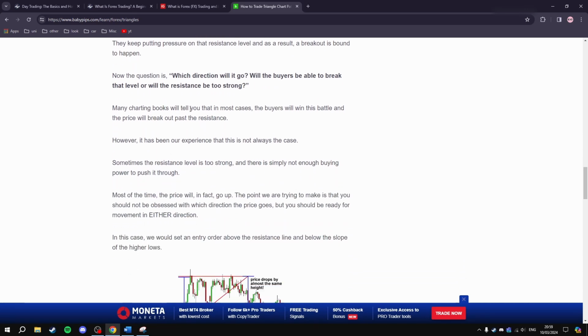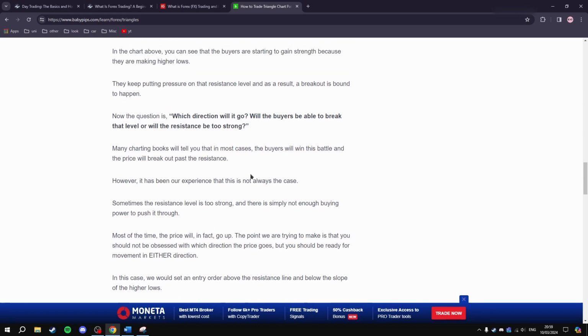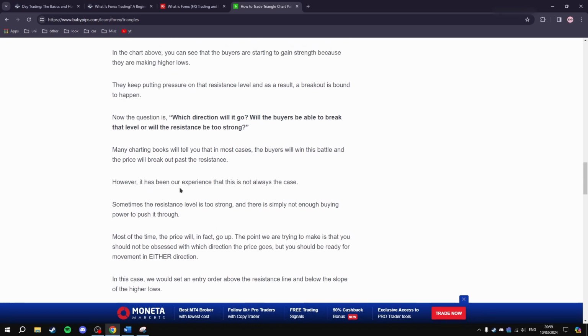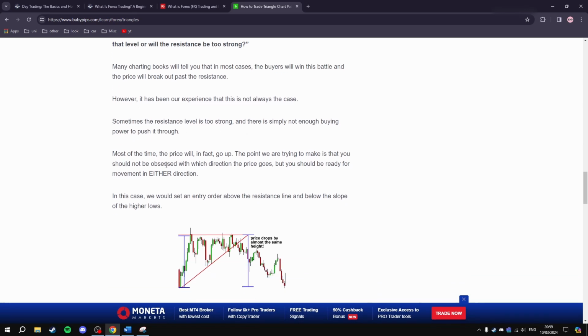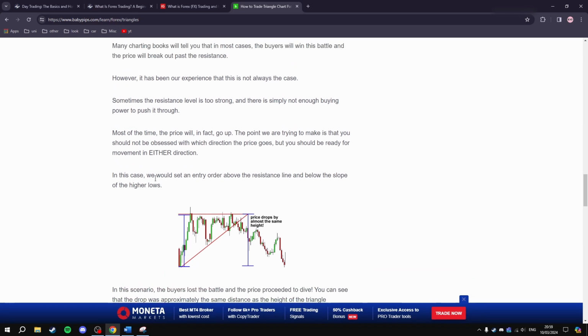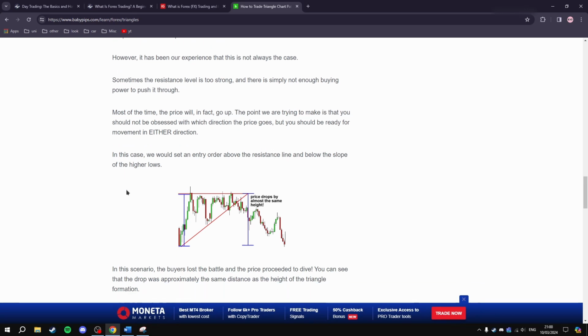Many charting books will tell you that in most cases, the buyers will win this battle and the price will break out past the resistance. However, it has been our experience that this is not always the case. Sometimes the resistance level is too strong and there is simply not enough buying power to push it through. Most of the time the price will in fact go up. The point we're trying to make is that you should not be obsessed with which direction the price goes, but you should be ready for movement in either direction. In this case, we will set an entry order above the resistance line and below the slope of the higher lows.